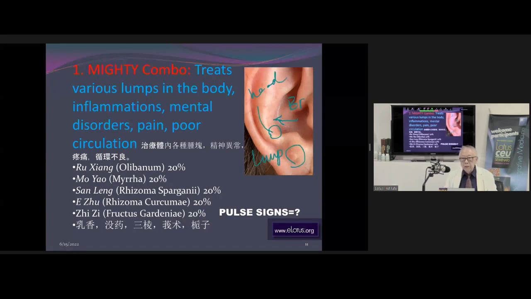Okay, let's get on with the real business. First is the mighty combo. It treats various lumps. Lump, how do you notice this lump? The pulse will show, but sometimes it doesn't. You can just verify it by my ear point. It's very accurate. Inflammation, mental disorder, pain, poor circulation. So this combo is not only for blood stagnation, it's also good for all kinds of inflammation.